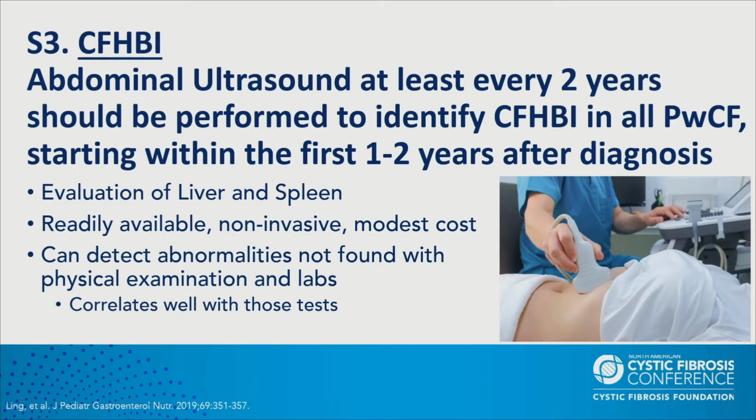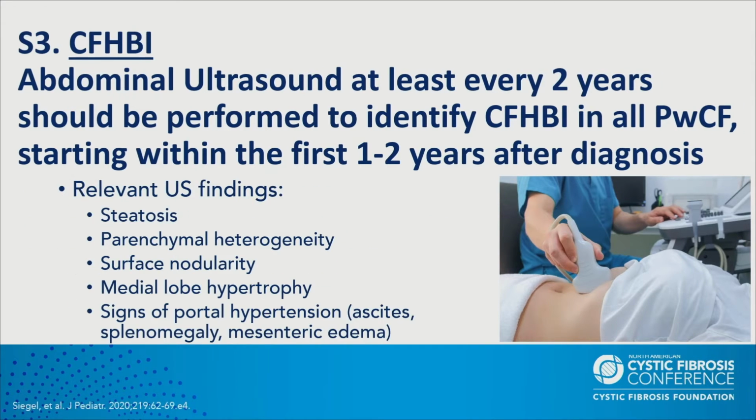And the goal of this ultrasound, as you can imagine, is to identify liver and spleen abnormalities. We feel that ultrasound is readily available, non-invasive, and with a modest cost. And studies have supported the notion that ultrasound abnormalities often can add information beyond laboratory and physical exams and correlate with those tests. The relevant ultrasound findings are varied, of course, and can include steatosis, parenchymal heterogeneity, surface nodularity, medial lobe hypertrophy, and of course signs of portal hypertension, including ascites, splenomegaly, and mesenteric edema.